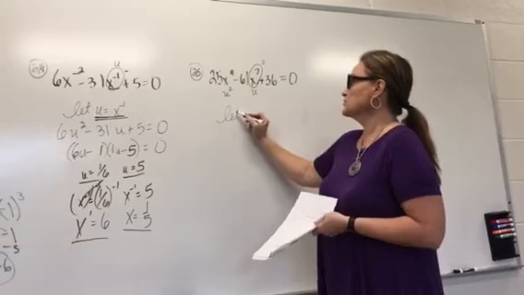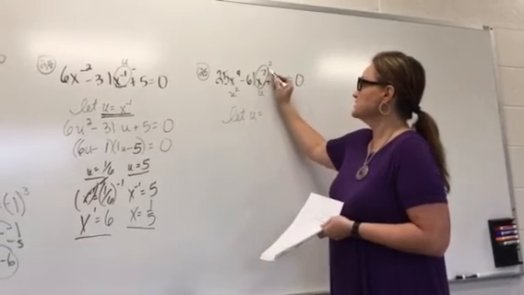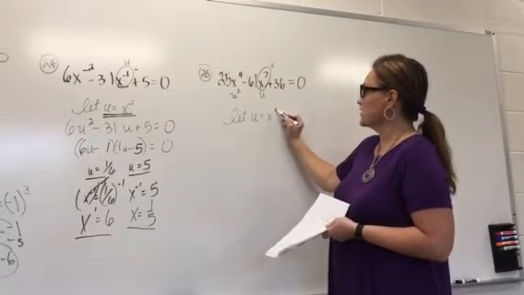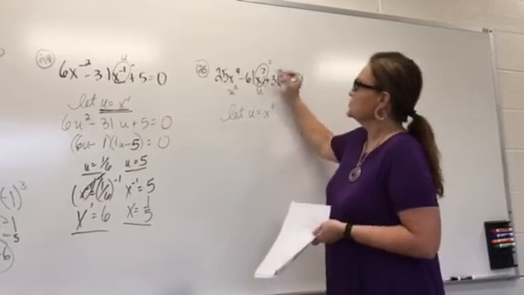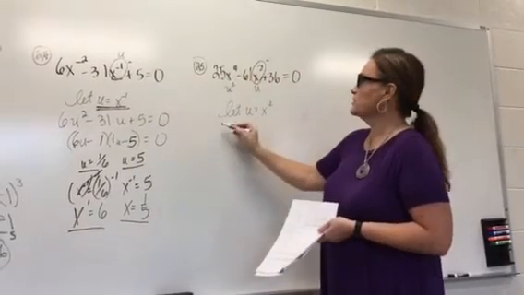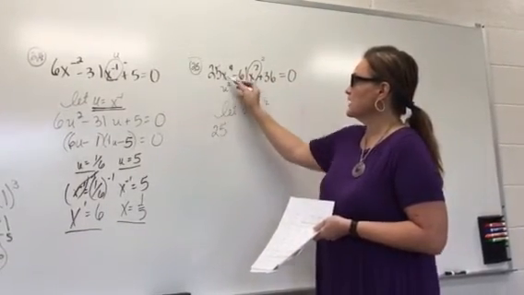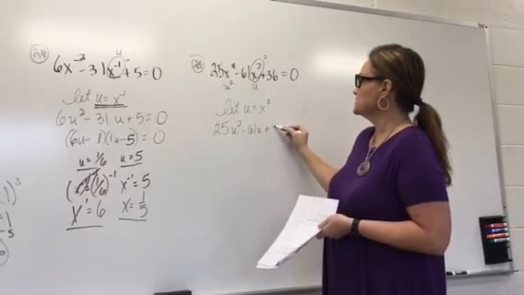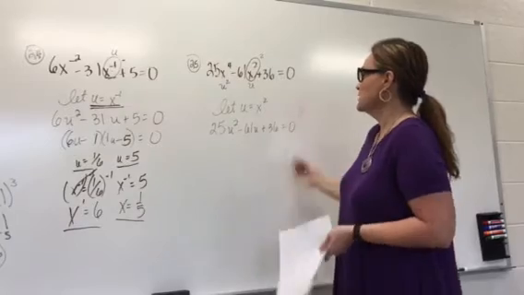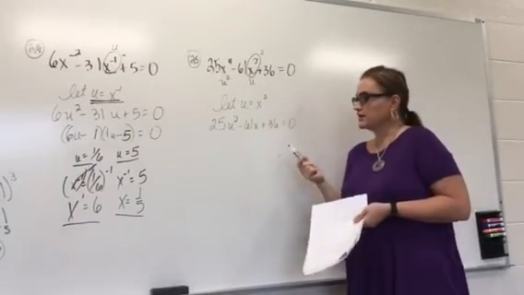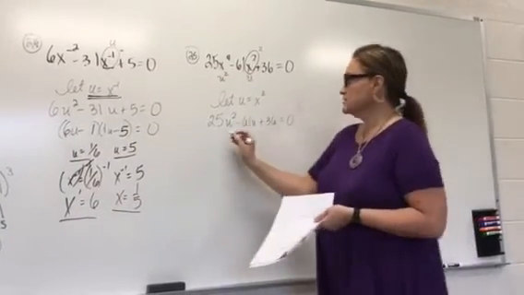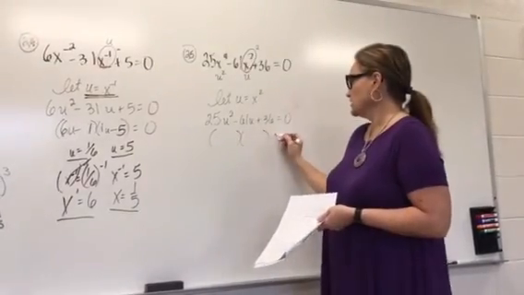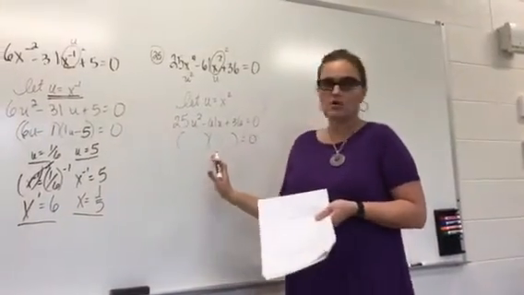Always make a note what you're letting u stand for. In this case, I'm letting it stand for the x squared. So if that be u, that is u squared. And I can rewrite it as 25, that's what I'm calling u squared, minus 61u plus 36 equals 0. And so this is another kind of tough factorization. It's not something I just know right off the top of my head. I'll have to work around a little bit and see what works here.